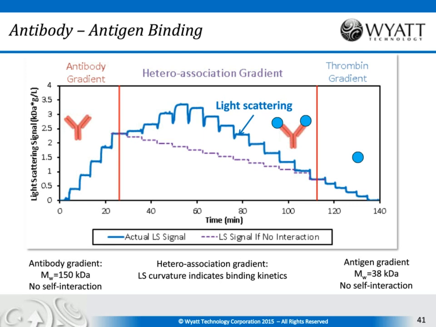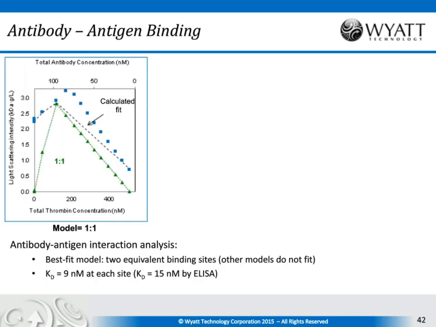Now, if we naively try to fit these equilibrium data to a one-to-one interaction model, this is what we find. The blue squares here are the equilibrium data that we just looked at, and the black line is the attempt to fit these data to a one-to-one model, and you can see that the fit is very poor, and so we can rule out a one-to-one interaction.